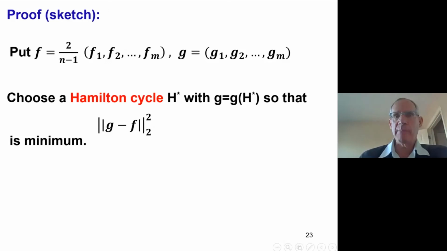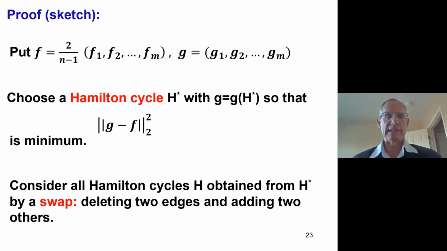So let's choose the Hamilton cycle, H star, I call it, among all the possible choices, so that it minimizes the L2 squared norm of the difference. What we really care about is the L infinity norm of the difference, but somehow it's easier to control the L2 norm. So let's choose one for which this is minimum, and we want to show that this is small. This gives a bound for the L infinity norm as well.